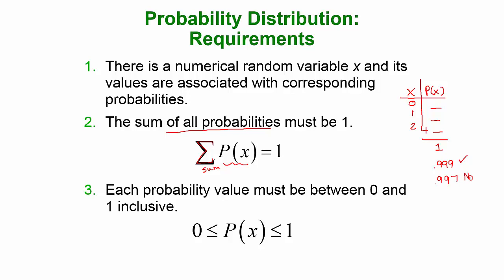Each probability value must be between 0 and 1 inclusive. So the individual probabilities have to range from 0 to 1. So they're in decimal form like 0.3 or 0.5. So you can't ever have anything greater than 1 or negative in those probabilities.